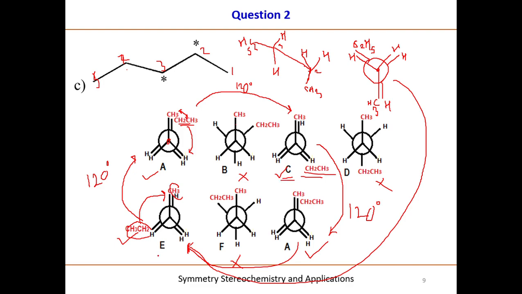C and E. Here you can see the CH3 and CH2 CH3 interaction is less. The energy barrier is less compared to the other one. These eclipse conformations are more stable.